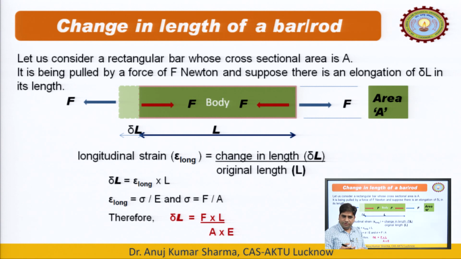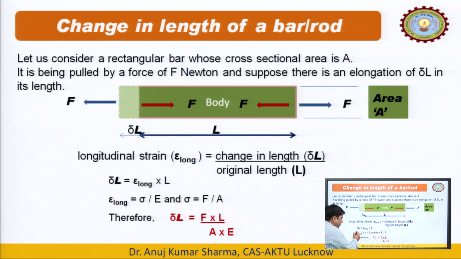There are two types of strains we already discussed, one is longitudinal strain and the other is lateral strain. Longitudinal strain means along the length of the object, or along the direction of application of the force. Longitudinal strain is change in length upon original length. The change in length is delta L, and the original length is L. So delta L would be epsilon longitudinal multiplied by length, if we reshuffle the numerator and denominator.